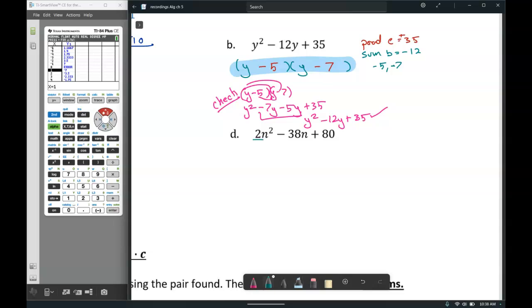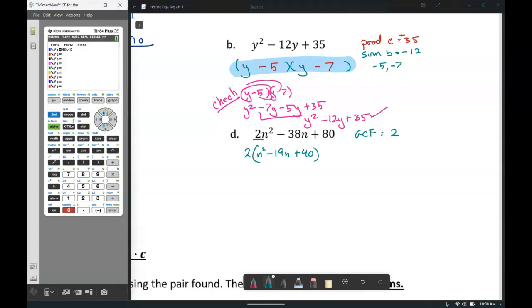For D, again, we have a leading coefficient that's not a 1. So we check for a GCF. In this case, our GCF is the number 2. We have 2n squared minus 19n plus 40. And we want to find a pair of numbers that multiply to give us 40, but add to give us negative 19. Since we're trying to add to a negative number, we have to look in the negative values. Well, we start with -1 and -40. That gives us -41. Well, that doesn't work.